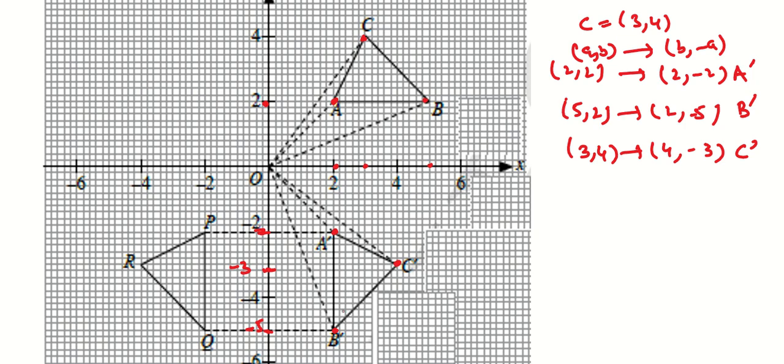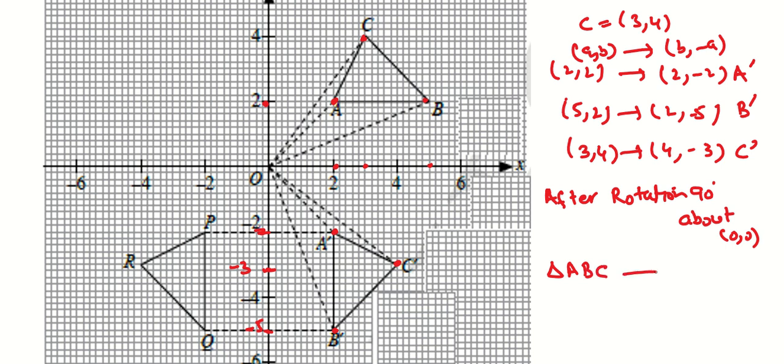Now join all these points, all these vertices. We have another triangle, which is the image of ABC after rotation. A dash, B dash, C dash is another triangle after rotation. After rotation of 90 degrees about the origin, triangle ABC maps to triangle A dash, B dash, C dash.